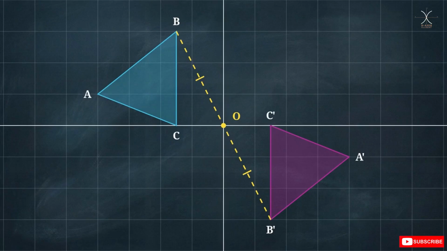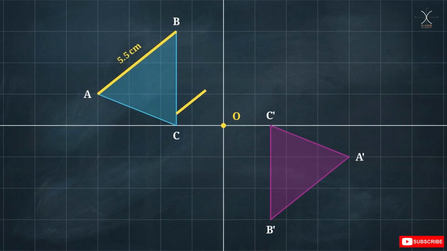Rigid transformations maintain absolute congruence. If side AB is 5.5 centimeters, the matching side A', B' is also exactly 5.5 centimeters. This congruence applies to angles as well. Internal angle ABC is 50 degrees, so the image angle A', B', C' matches the original perfectly.